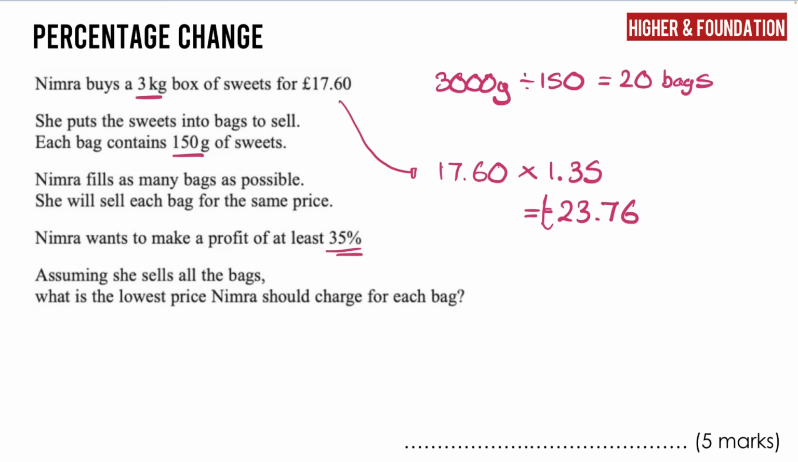Now she's going to sell all the bags for the same price, and she's got 20 bags, so if we divide that by 20, we've got the amount that she's going to have to sell it for. Now that comes out as, and let's just type it in, £23.76 divide by 20, it comes out as £1.18 and an 8 afterwards.